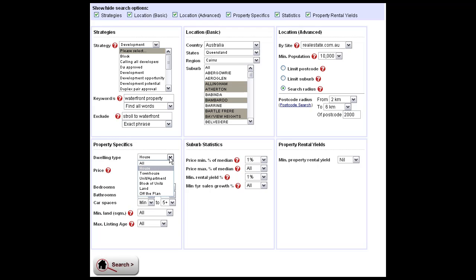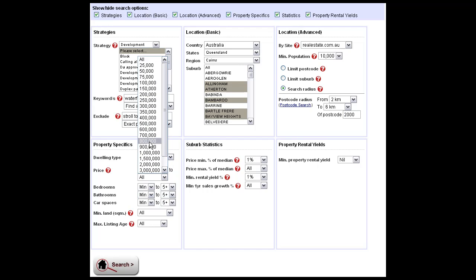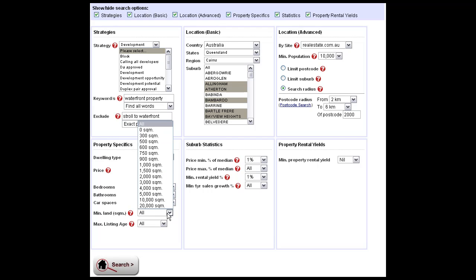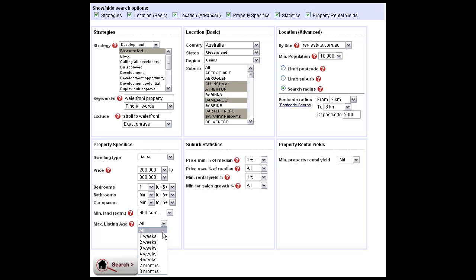see we can search just all the regular type stuff by dwelling type, by price band, minimum price, maximum price, bedrooms, bathrooms, that kind of thing. We can also search by minimum land area. That's helpful if we're looking for larger blocks of land, land where there's development or subdivision potential. And we can also filter the maximum listing age so that we're only seeing property that's listed on the market the last 1 week, 2 weeks, 2 months, 3 months, etc. So we can use the filter for that sort of thing.